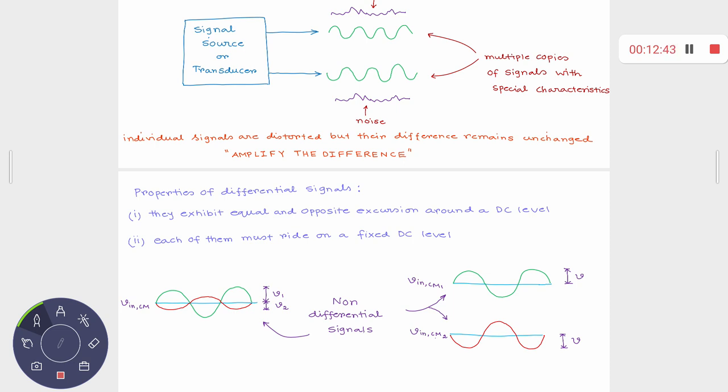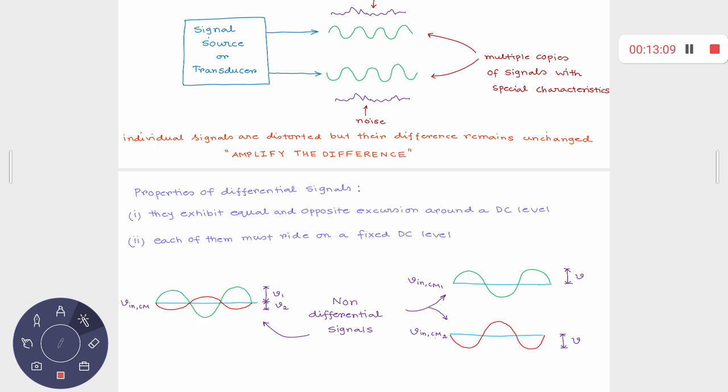For example, if I consider this one, this is the average level which has been identified by this blue line. This is the average level, right? And I am having one signal which is represented by this green variation, something like that. And the other signal which is represented by this red. Now tell me whether I can call this pair, green and red, a differential pair?